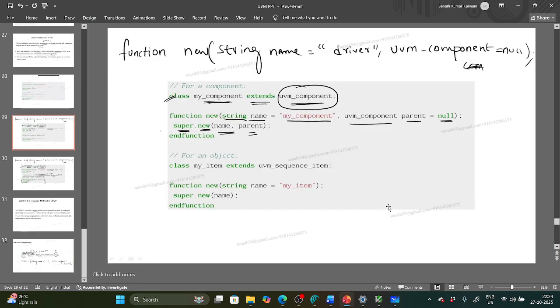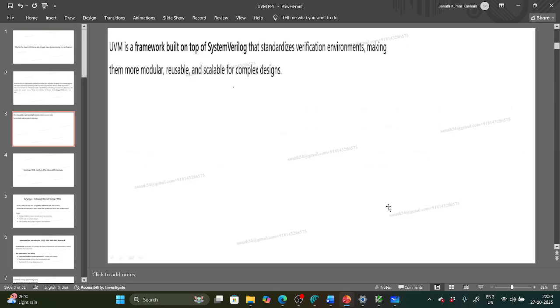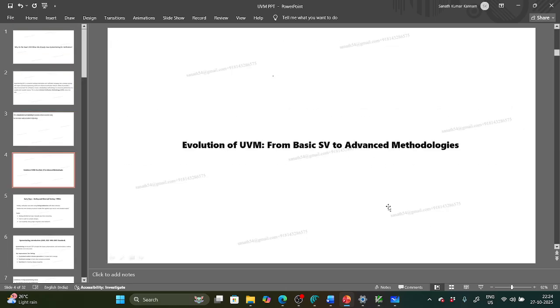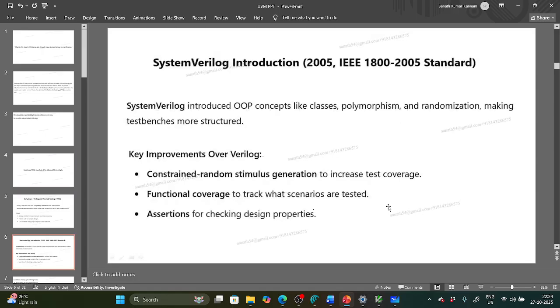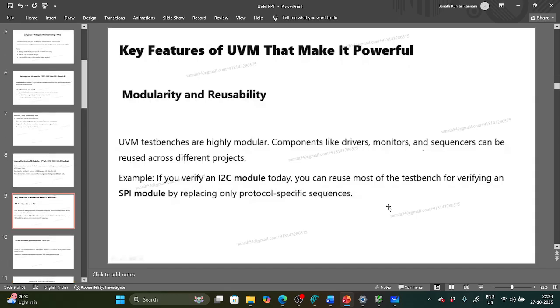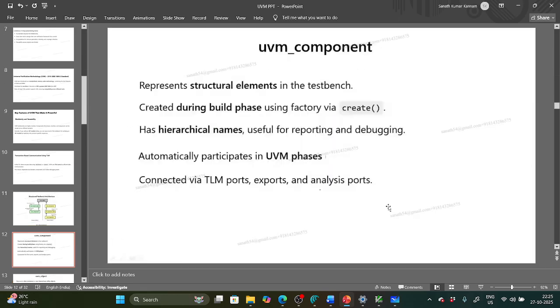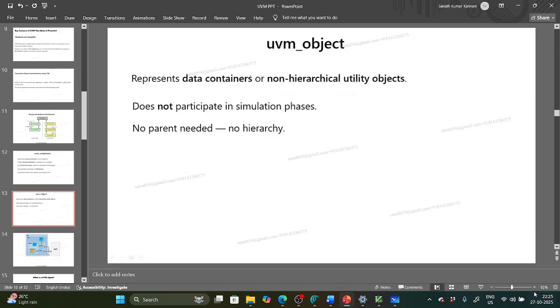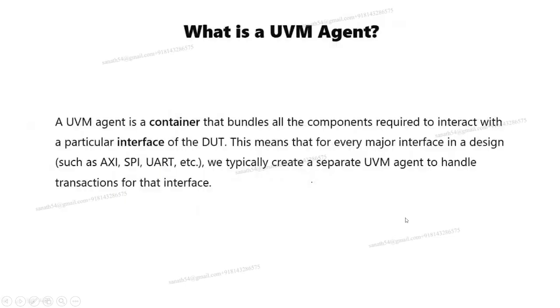So in the last class we started with the UVM. What is UVM and how the UVM structure will be. Basics of the evolution of UVM SV to advanced methodologies, we already saw the introduction to UVM. And UVM structure, test bench architecture we already saw, and UVM components and UVM objects. This is how the UVM test bench will look like.